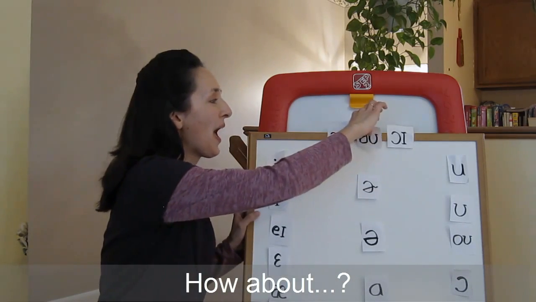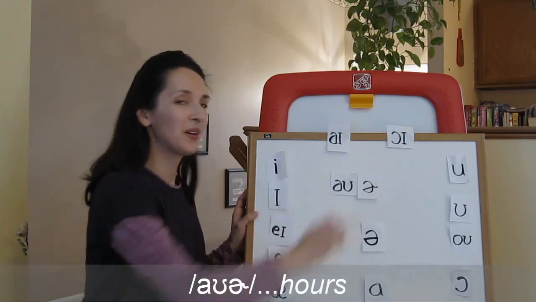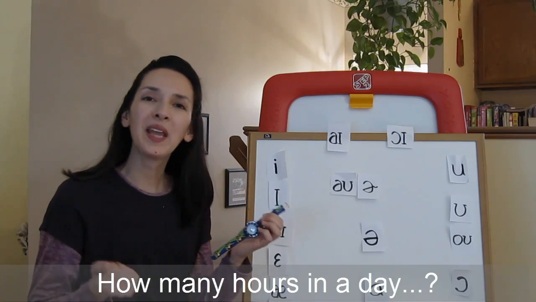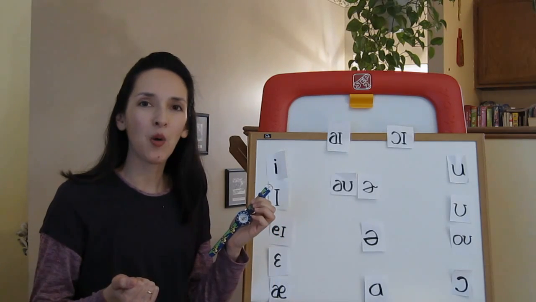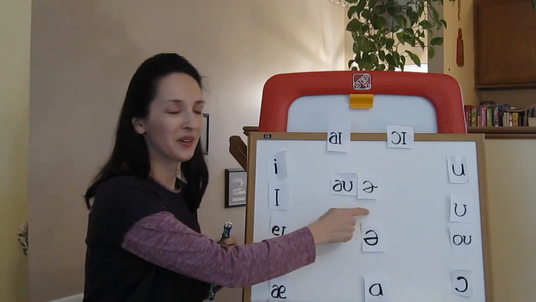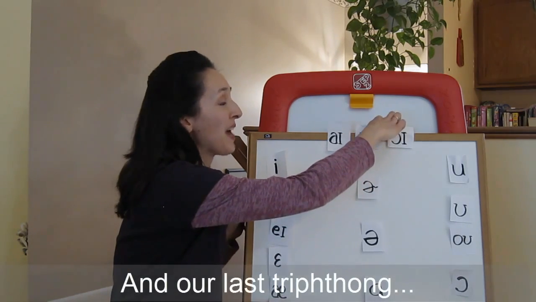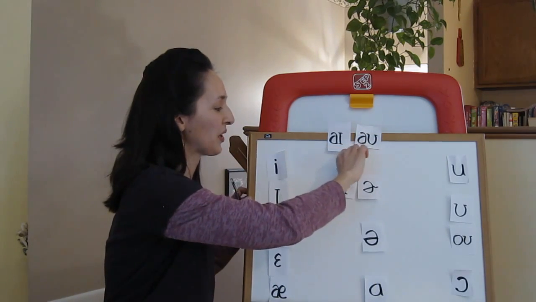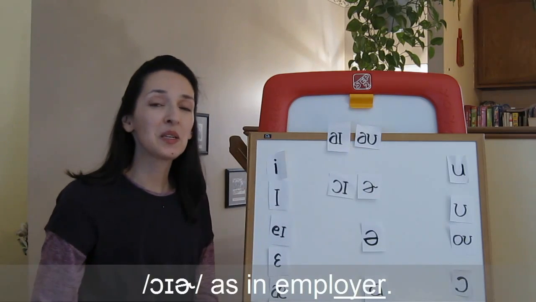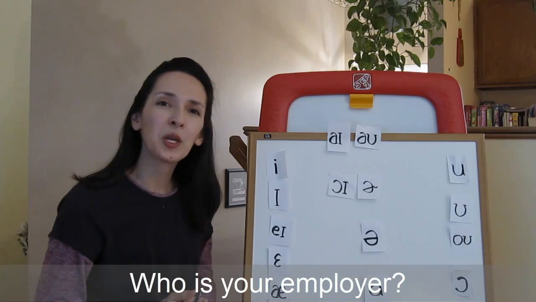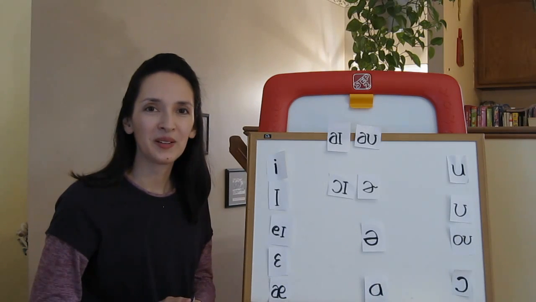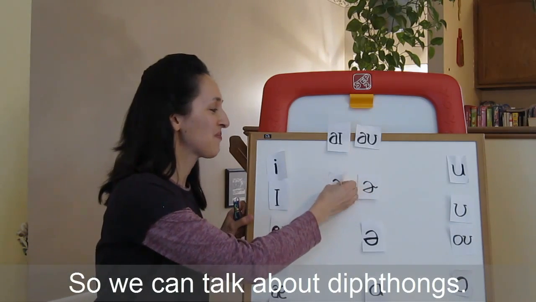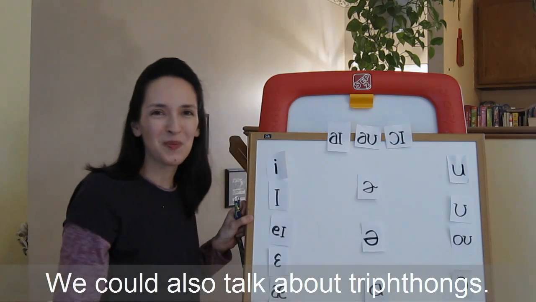How about owl? Hour. Hours. How many hours in a day? Hour. And our last triphthong, oyer. Oyer, as in employer. Who is your employer? Oyer. So we can talk about diphthongs. We could also talk about triphthongs.